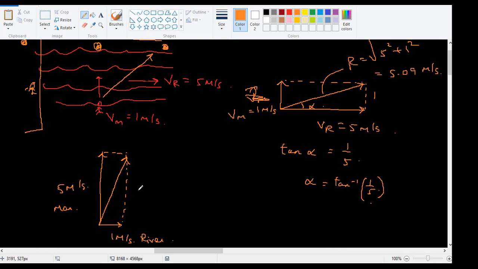Sir, how to calculate tan of such values? I mean, how to calculate the measure of the angle theta? That is this alpha. Tan inverse of what? 1 by 5? 0.2.